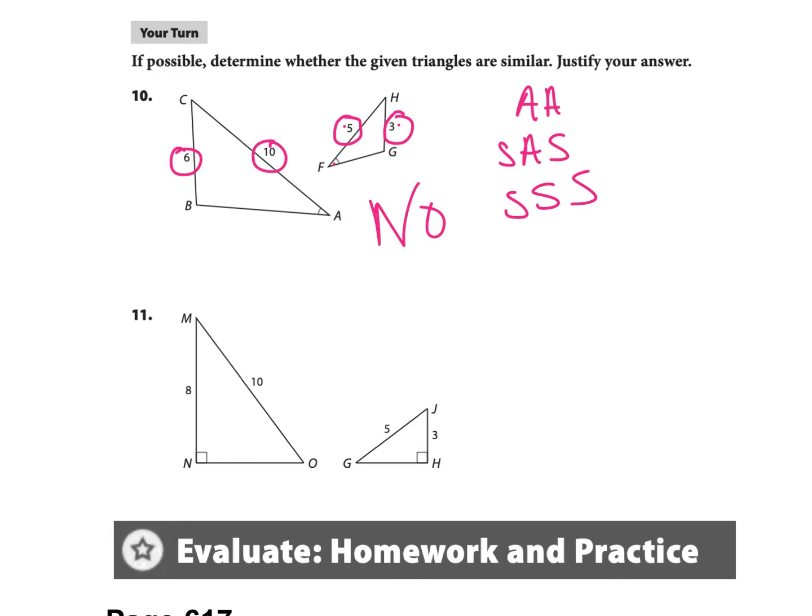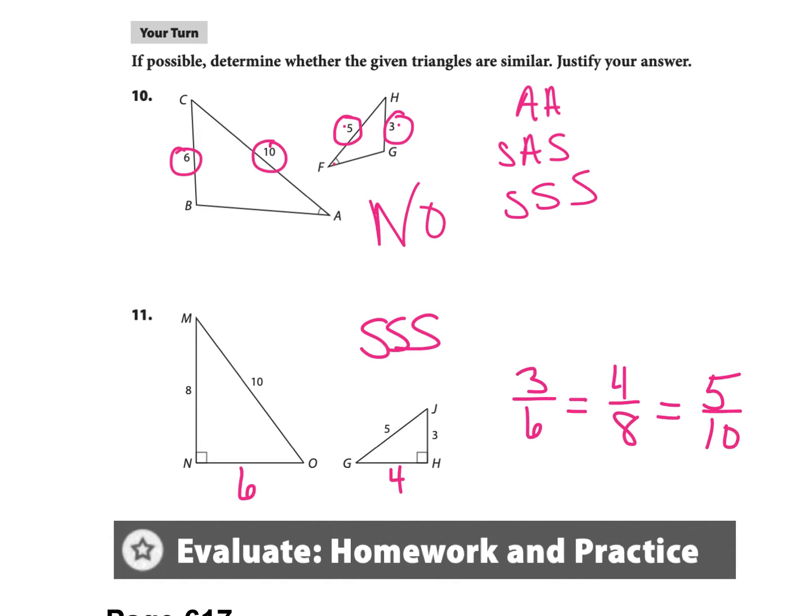This one, well, I can prove this by side, side, side, because I know this side is 4, by the Pythagorean theorem, and this side is going to be 6. And 3 is to 6, as 4 is to 8, as 5 is to 10. Those are all equal, so that's a yes. And that is it for 11.4. Nice and quick.